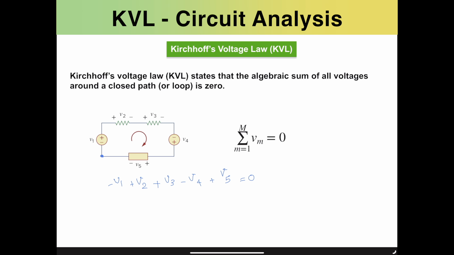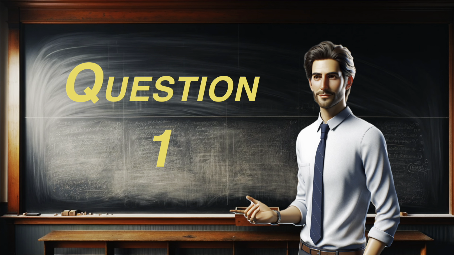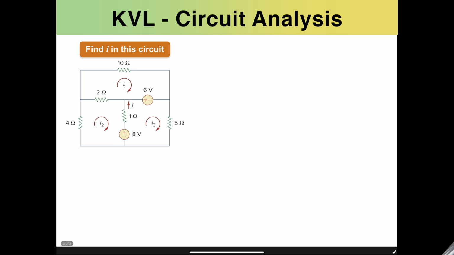That's pretty much everything about the KVL rule, which we'll use in solving questions for electrical circuit analysis, such that this would help us find the currents and voltages of nodes and loops. So let's get started in solving this question. We'll be using the KVL rule here in order to solve it.